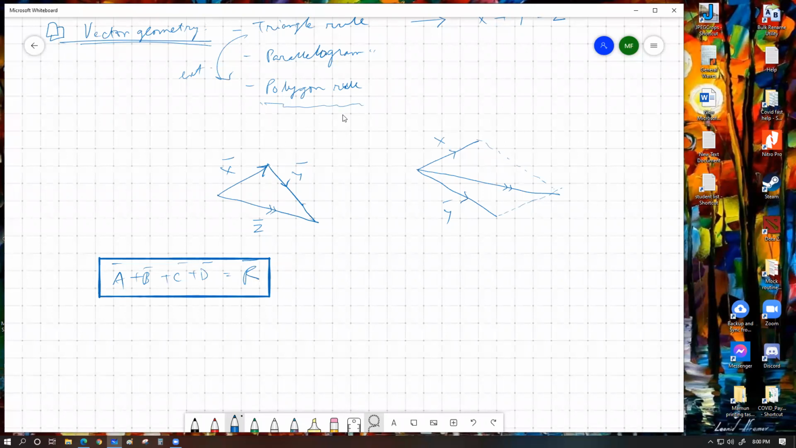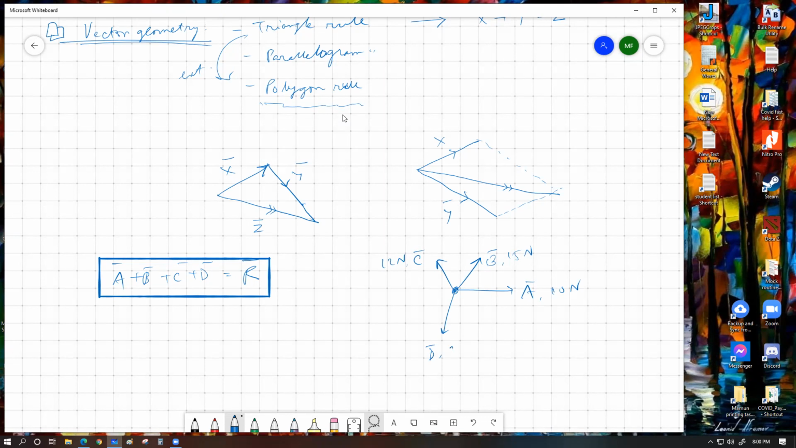Easiest. One simple example that I can put is, let's say we have an object over here which is subjected to four different forces. Let's say force a is 10 Newton working this way, force b is 15 Newton working that way, force c is 12 Newton working that way, and maybe force d is working this way.